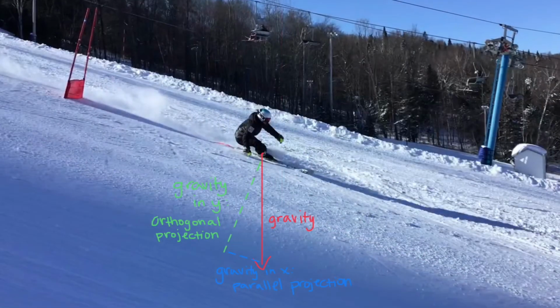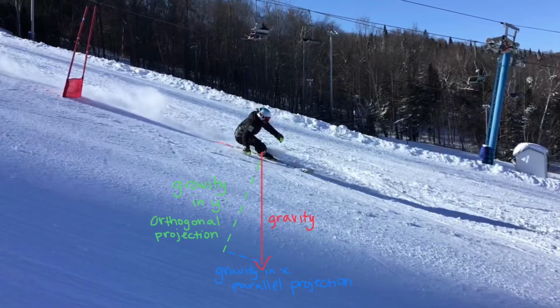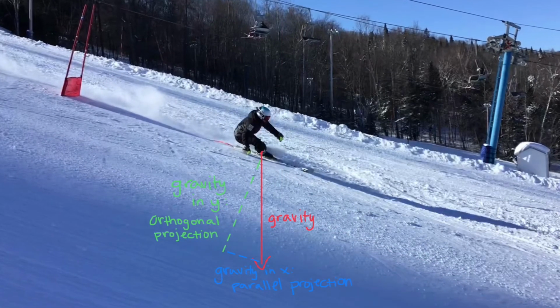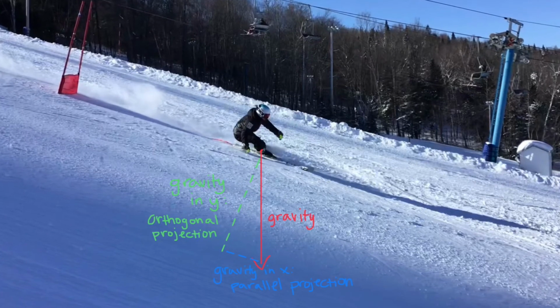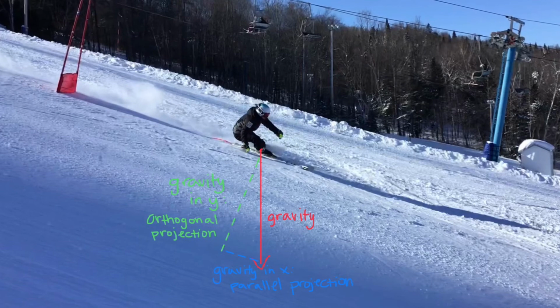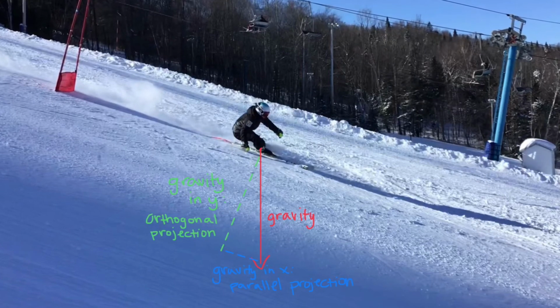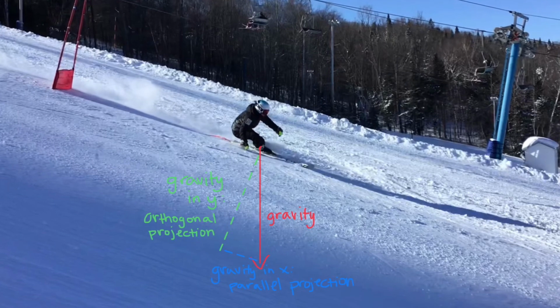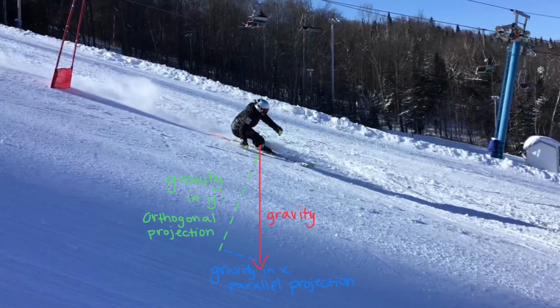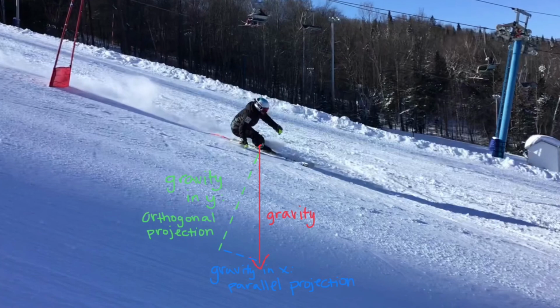Here we can see that gravity is represented by the red vector. As we are on a hill, so there's an angle, gravity is subdivided in Y and in X. The Y of gravity is the orthogonal projection of the red vector, and the X of gravity is the parallel projection of gravity.